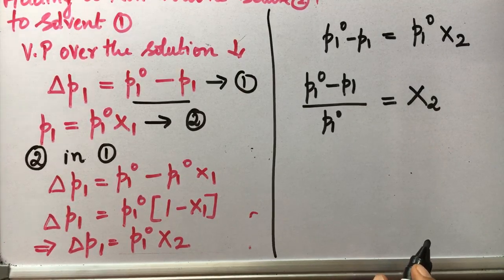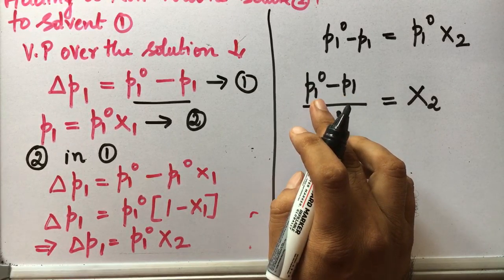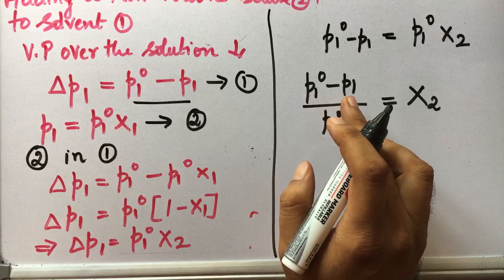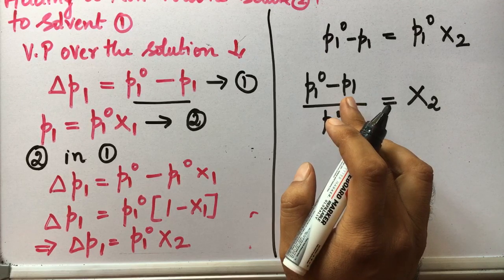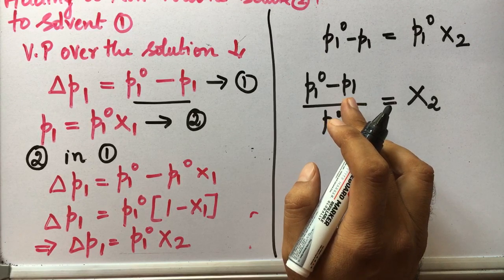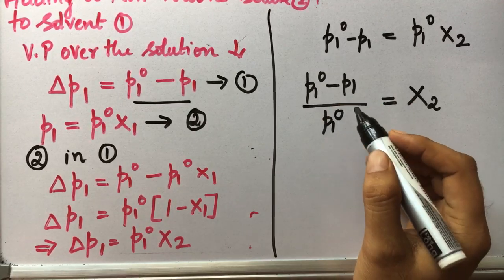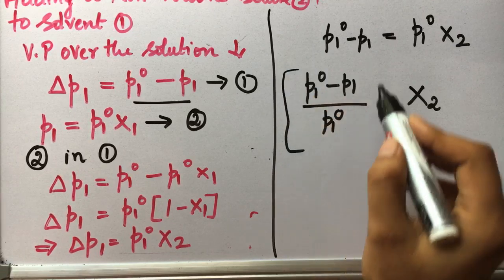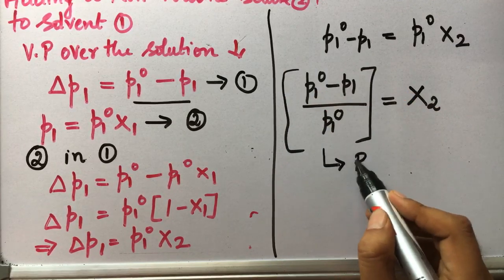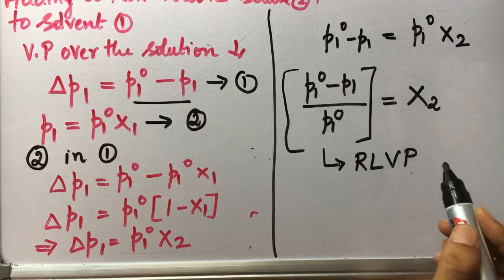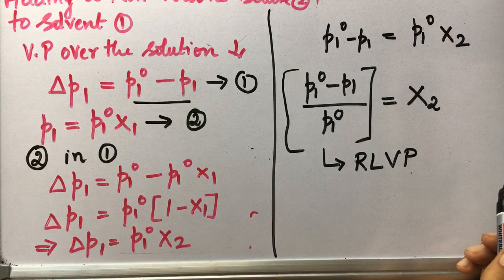And now we say that, what is P1 naught? Vapor pressure of the pure solvent. What is P1? Vapor pressure over the solution after dissolving a non-volatile, non-electrolyte solute in the solution. And what is P1 naught? Vapor pressure of the pure solvent. This ratio, whatever we have on the left hand side of this equation, we call this RLVP. What is this called? RLVP, relative lowering of vapor pressure.